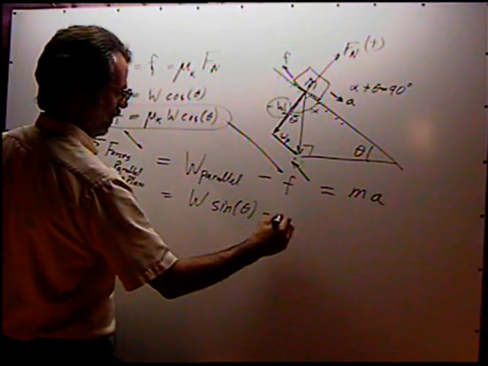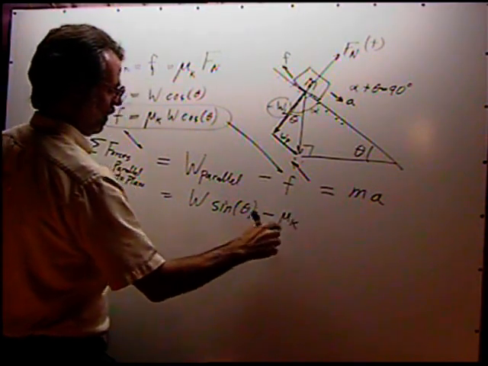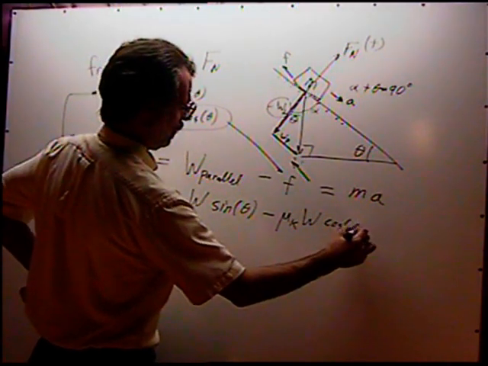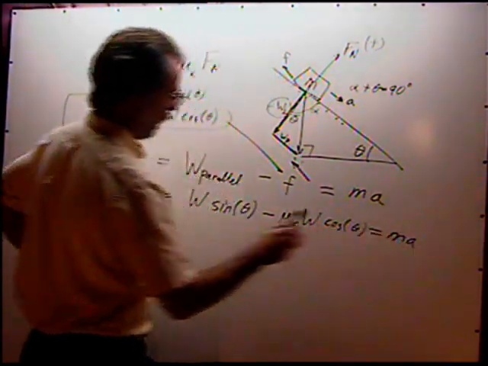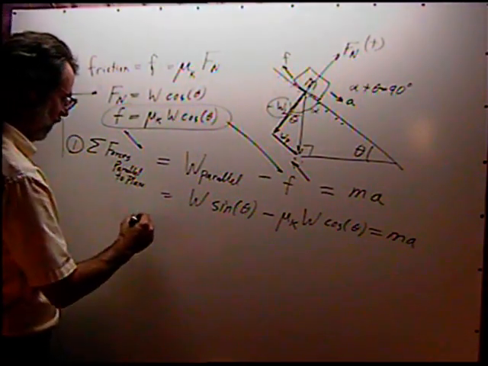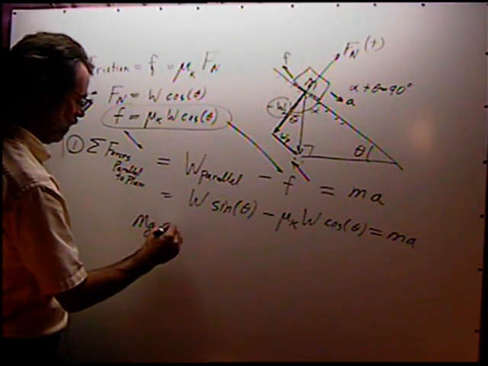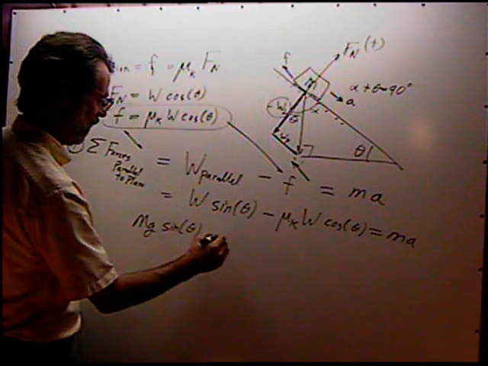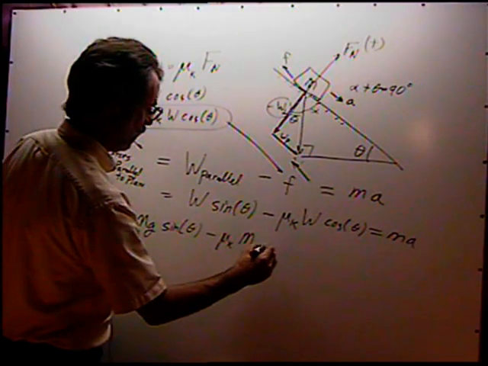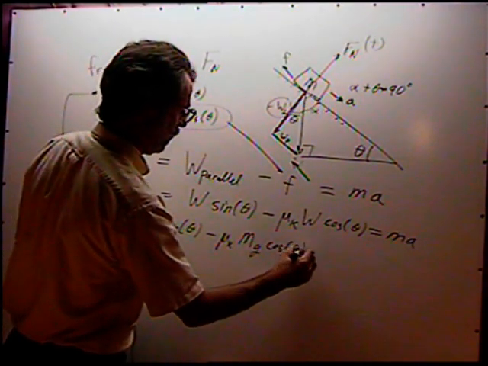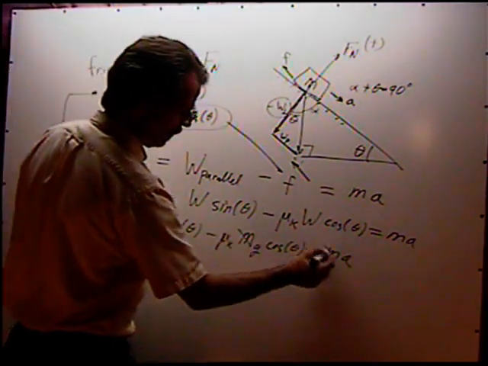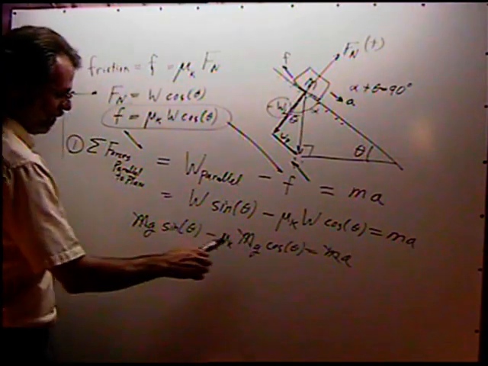Okay, and we have, I'm just going to repeat this right here, the weight times the sine of the angle minus the coefficient of friction times the weight times the cosine of the angle equals mass times acceleration. I'm going to go ahead and put in what the weight is. The weight is simply mg, so we have mg times the sine of the angle minus the kinetic coefficient of friction times mg times the cosine of the angle equals ma. Notice that very conveniently there's a mass term in each of these three terms which we can divide out.